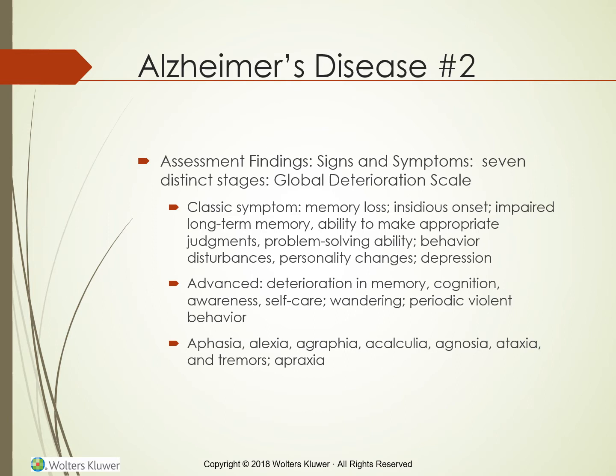They may have issues with speaking, and that can be called aphasia, with reading, alexia, writing, agraphia, and calculating, acalculia. So all those elements, speaking, reading, writing, and calculating, can develop.